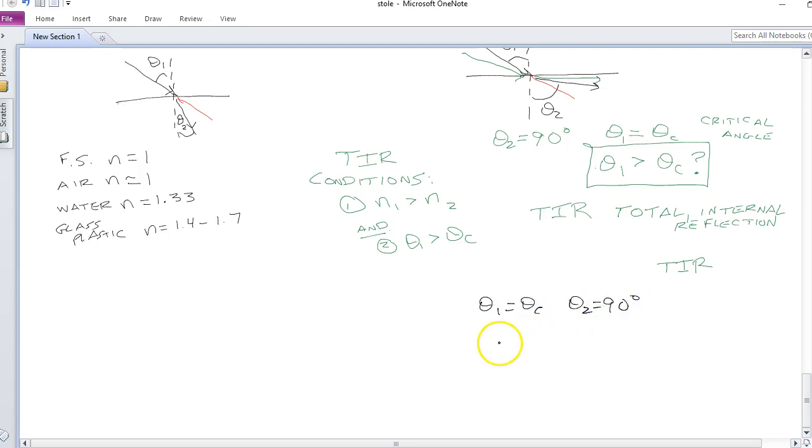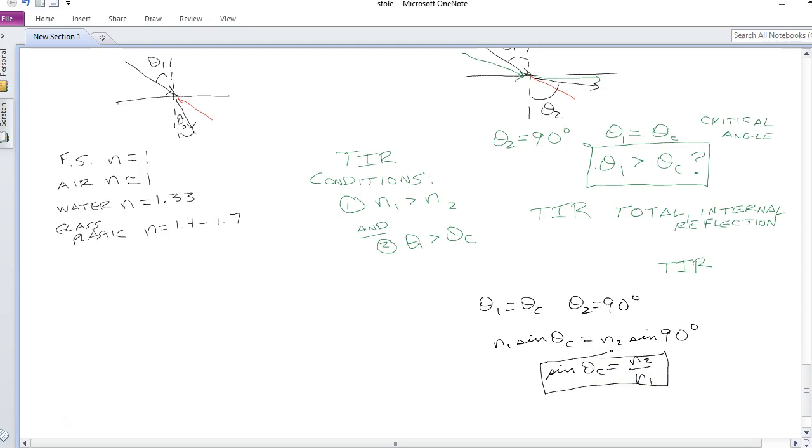So let's put this information into Snell's Law. So we have N1 sine theta critical, theta 1 is theta c, and then we have N2 sine of 90 degrees. Well, what's the sine of 90 degrees? Yes, it is 1. So there we go. The sine of theta critical is going to be N2 over N1. So if you want to figure out the critical angle, all you have to do is take the inverse sine of N2 over N1. Okay?